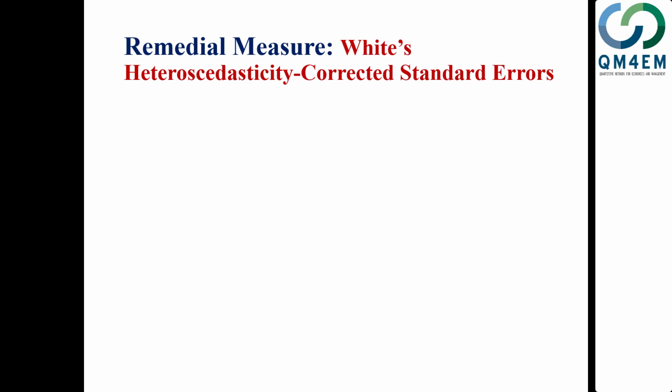Now, we already discussed two broad groups of fixing the problem of heteroscedasticity. One was the case when the heteroscedastic variance was known, and the other when the heteroscedastic variance was unknown. Now this is the third and last method that could be used to solve the problem of heteroscedasticity, and this is called White heteroscedasticity corrected standard errors.